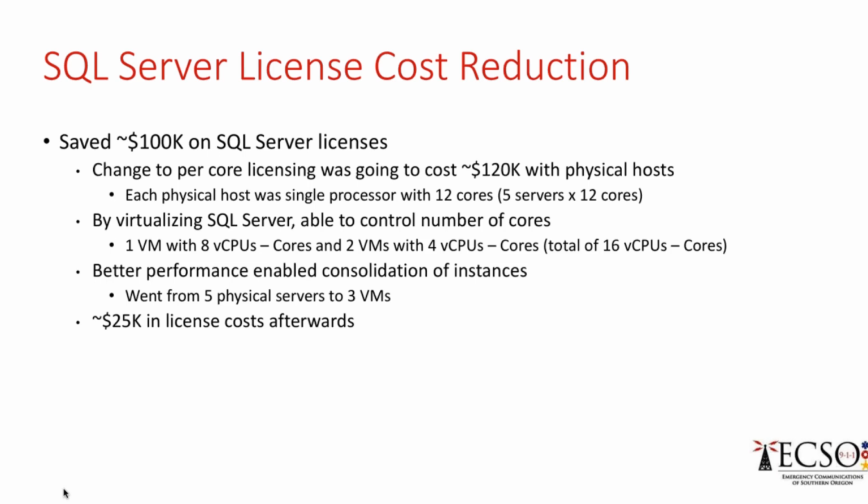They also were able to consolidate the number of instances. Previously I talked about how they had 5 physical instances. Now they've dropped it down to 3 virtual machines. So when you look at the reduction in the total number of instances, going from 5 to 3, as well as the reduction in the number of cores they're actually using, from 60 down to about 16, their license cost afterwards was about $25,000, right? So maybe I exaggerated. Maybe they saved $95,000, right? But generally, this move to getting better performance, being able to virtualize their SQL Server, and being able to better control the number of cores and the number of instances was kind of a huge win for them.